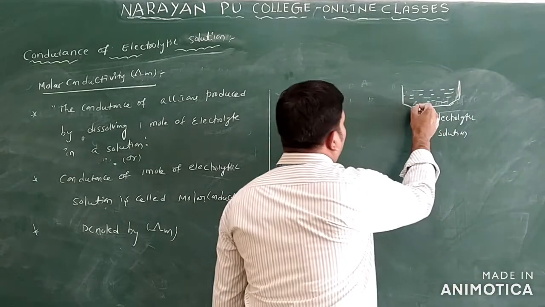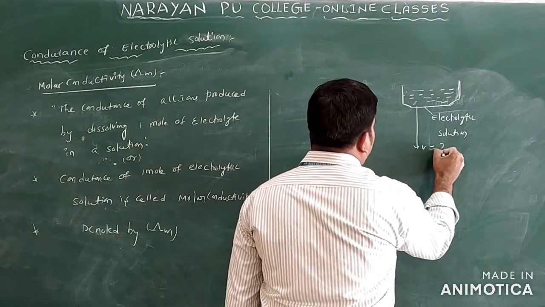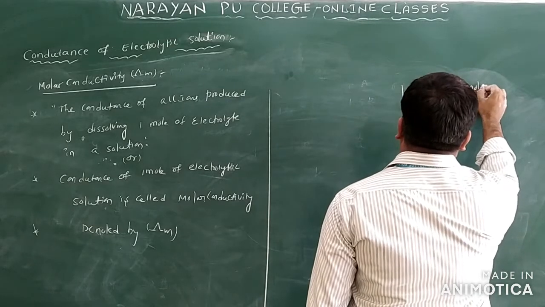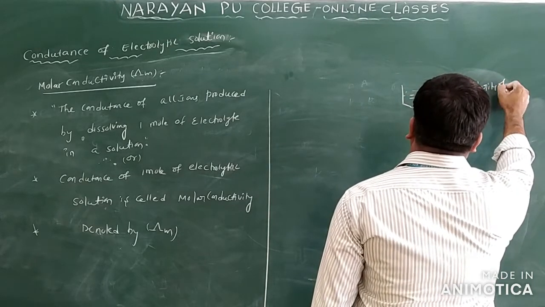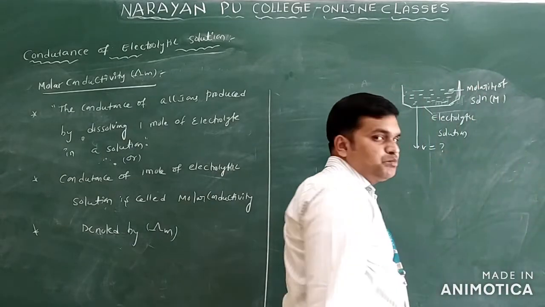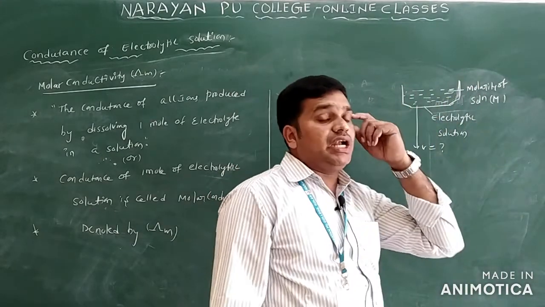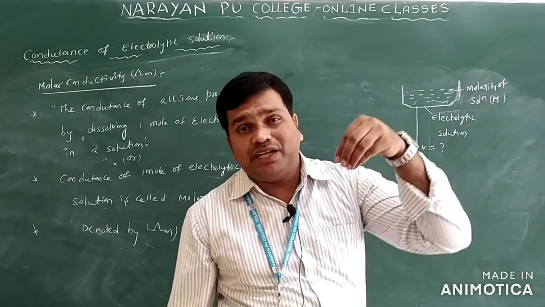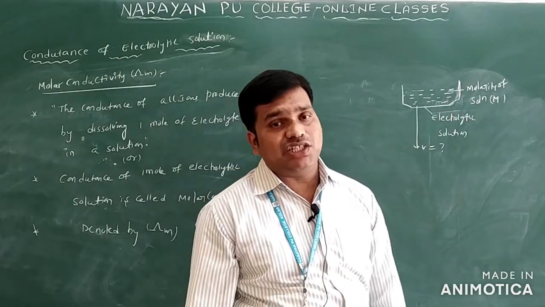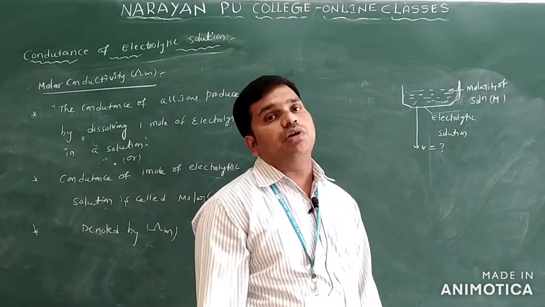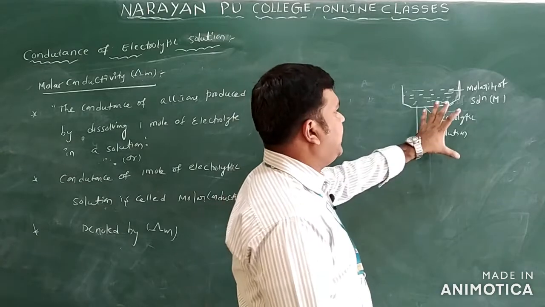We don't know the volume of the solution, but we know the molarity of the solution. The molarity of the solution is capital M, meaning the concentration is M. How much electrolyte is dissolved? 1 mole of electrolyte is dissolved in this solution, and we don't know the volume of the solution.